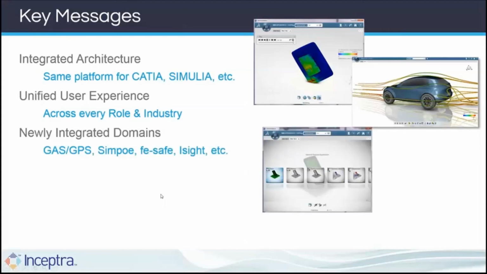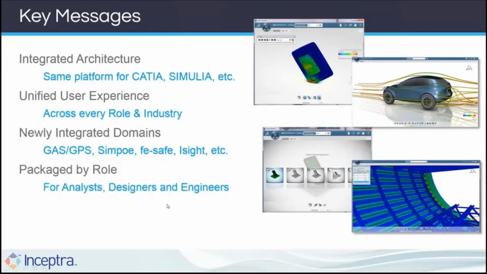We've got some newly integrated domains. We're rapidly seeing things like SIMPACK be added. I didn't show today, but there's some fe-safe technology that's been added for durability. There's Isight and the CATIA analysis tools. And we're packaging them based on the type of user and the role they have within specific industries as well.